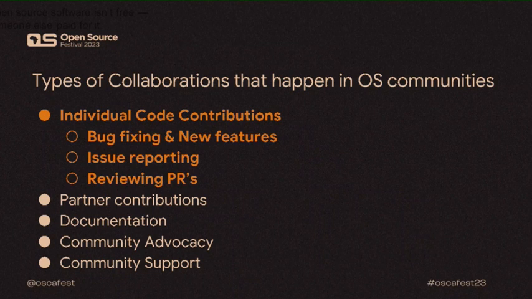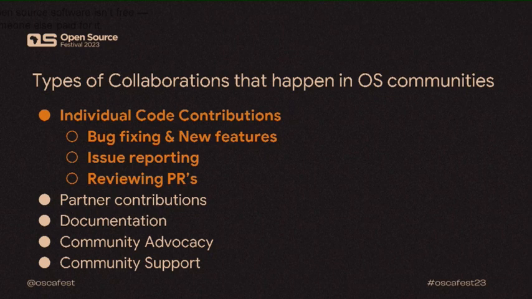So when you're in an open source community, there are a lot of contributions, there are a lot of collaborations that you can do. A lot of us here have interest in contributing to open source communities, but maybe you don't even know how, or basically you only know of these first four, which is like the individual code contributors. This is the most known, the most rampant. People contribute by fixing bugs, reporting issues, reviewing PRs. This is just one.